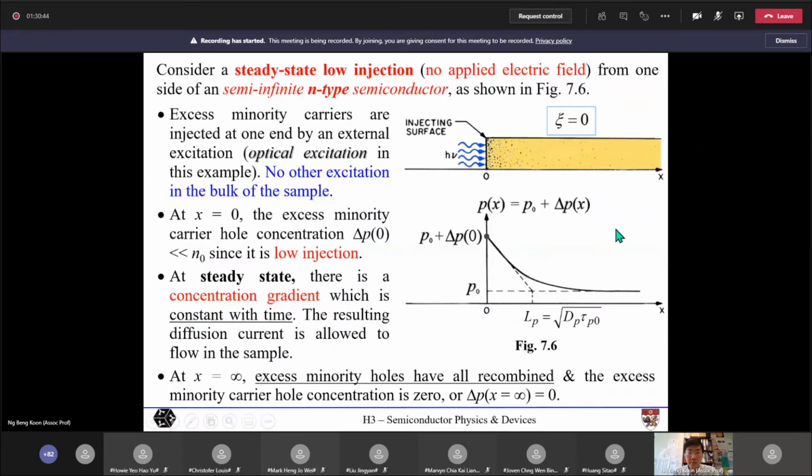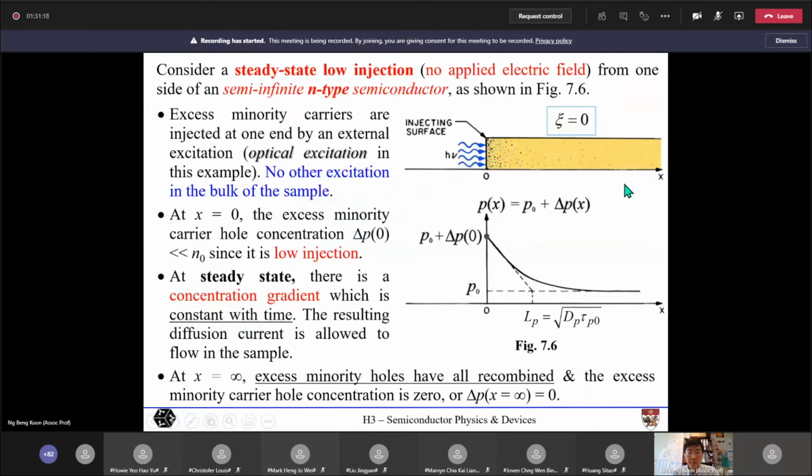And later on, we'll see from our analysis that this concentration will decrease, in fact, exponentially with position into the semiconductor, until at a sufficiently large distance you drop back to the thermal equilibrium concentration. In this analysis, take note that we are assuming that the electric field is zero. That means there's no electric field throughout the semiconductor. It's just a purely diffusion process.